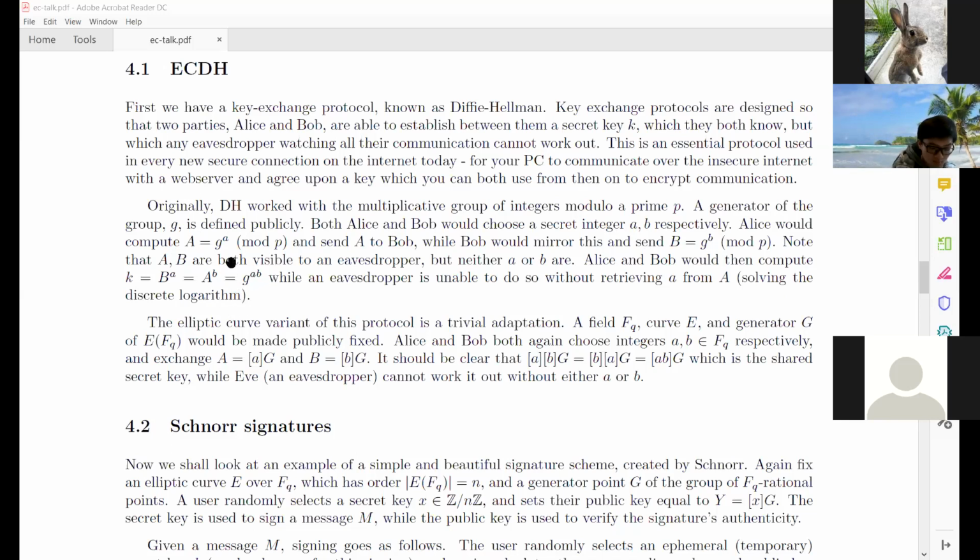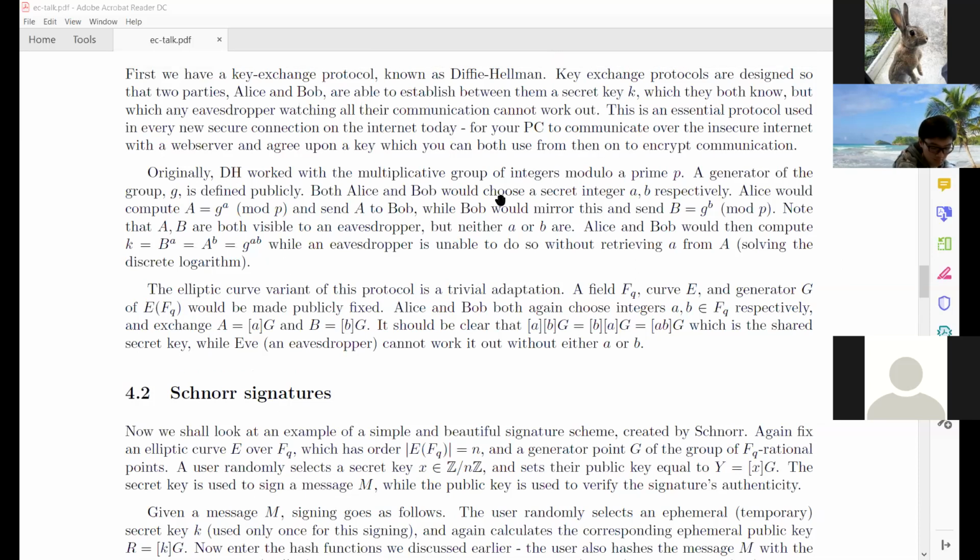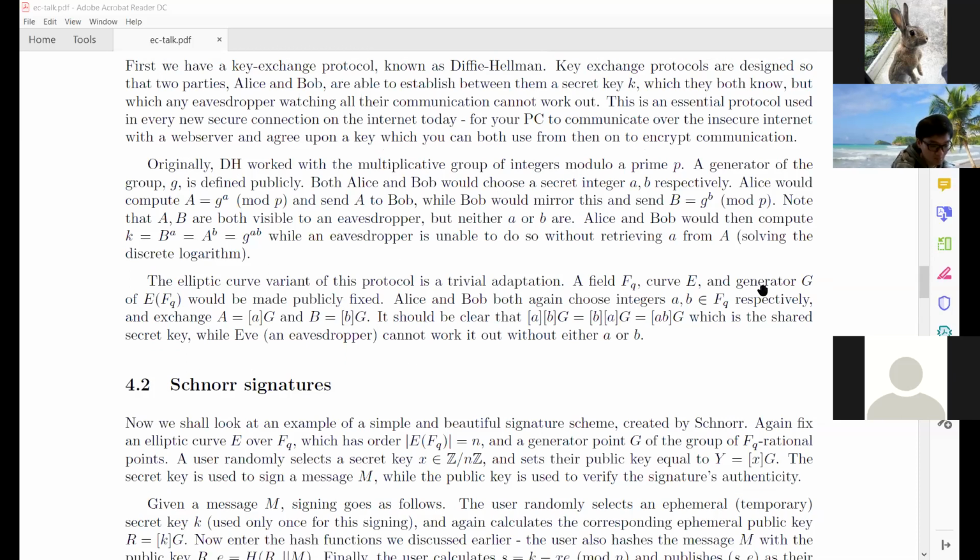And to the best of anyone's knowledge currently, this is still a hard problem to break without a quantum computer. So that's Diffie-Hellman in normal integers. And you'll see the elliptic curve version is just a trivial adaptation of this. You just define everything like you've got your field, you've got a curve, you define a public generator point again of the curve. So it's just a point on the curve, obviously not the identity.